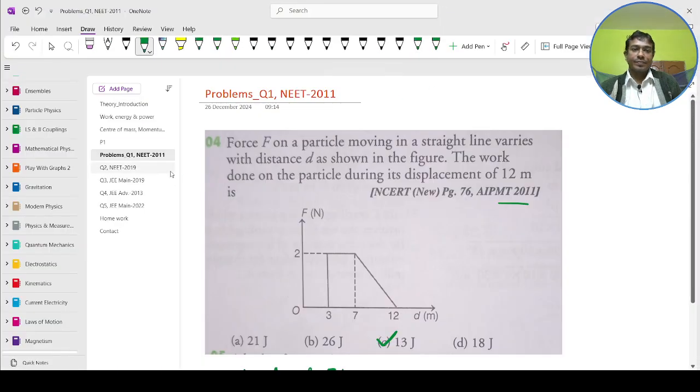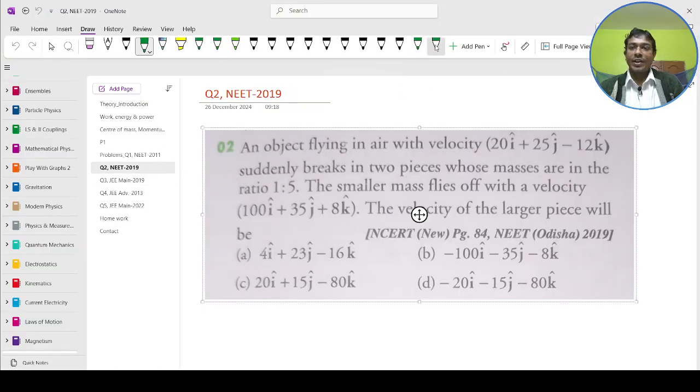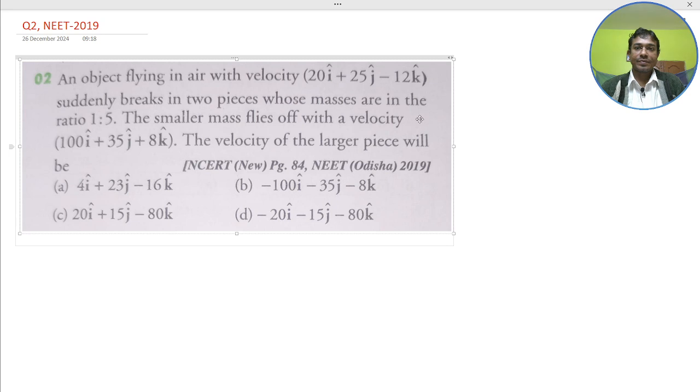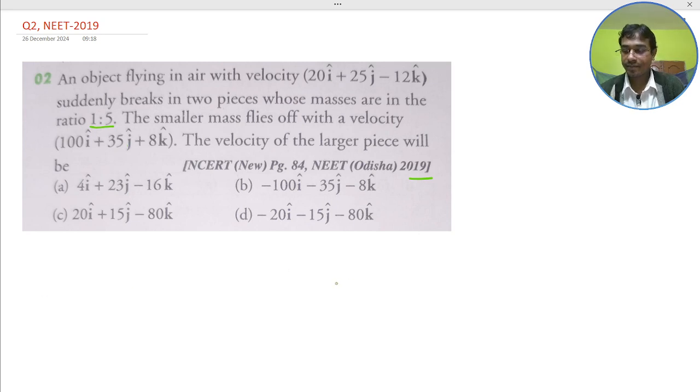Next one is NEET 2019, saying that an object flying in the air with velocity given in vector form suddenly breaks into two pieces in the mass ratio 1:5. The smaller mass velocity is given in these vectors. You have to find the velocity of the larger piece. Conceptual question, very important for your NEET exam.